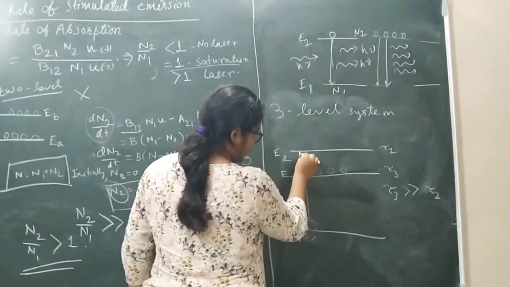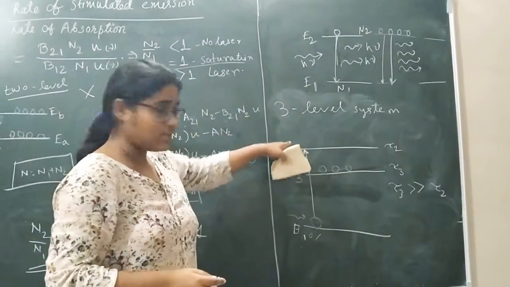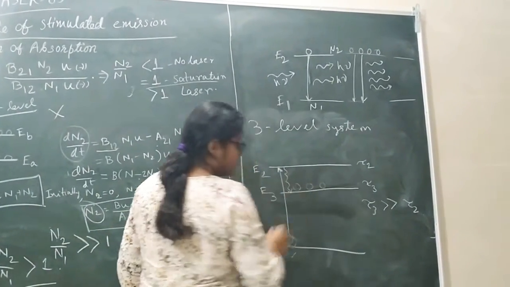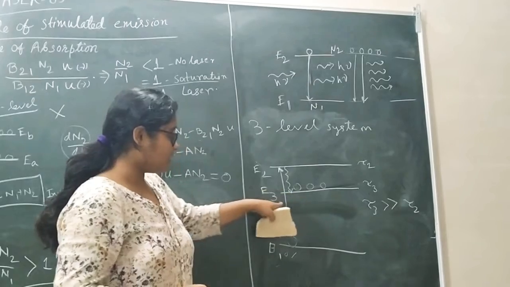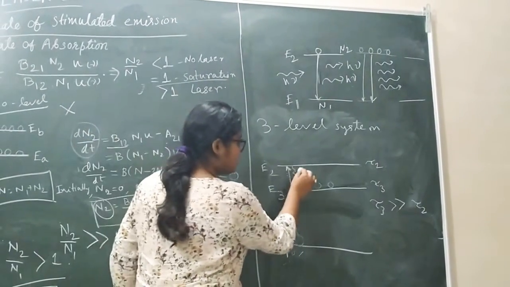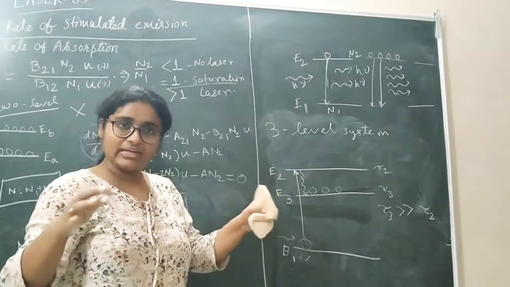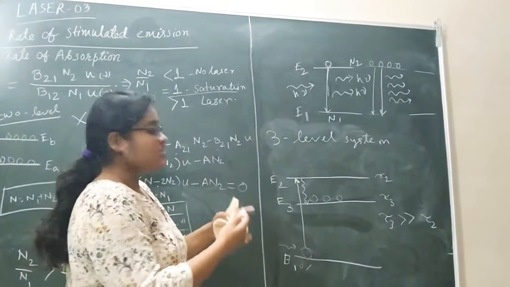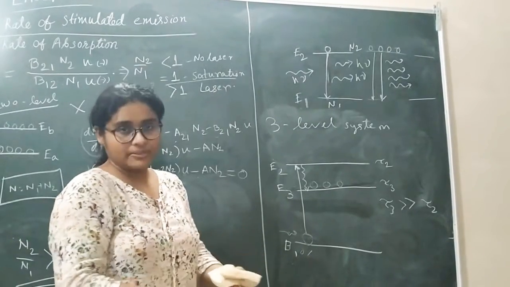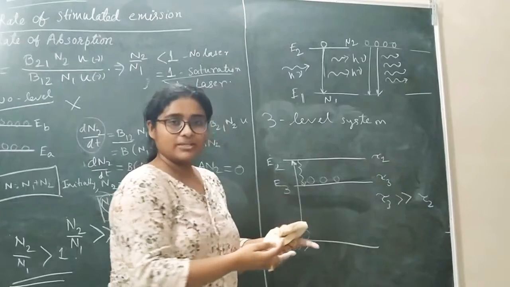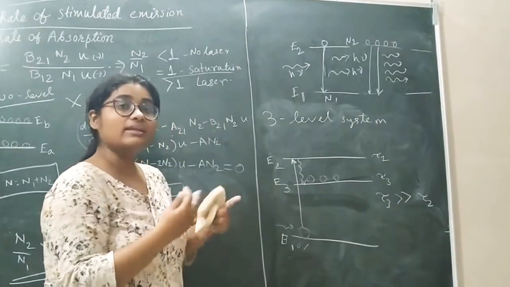So whenever you excite atoms through any pumping scheme, the atom will get excited and go to a higher state like E2, and then it can decay non-radiatively to the other level, that is E3. So this is non-radiative decay, meaning you don't get any radiation. What do you mean by non-radiative decay? It means the energy is released thermally. It will heat the atom or material thermally, but it will not produce any radiation.